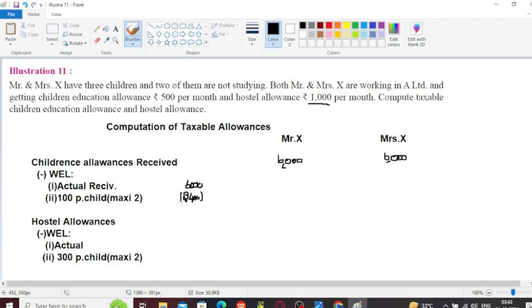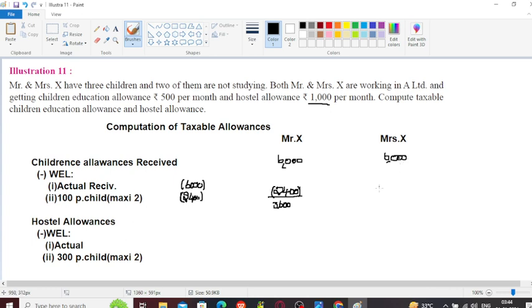Whichever is least will be deductible from the amount actually received. Here the least is 2400. So 2400 will be deductible from 6000. If you subtract from 6000, we will get 3600. This is taxable children's allowance for Mr. X, and the same way it will be calculated for Mrs. X also.